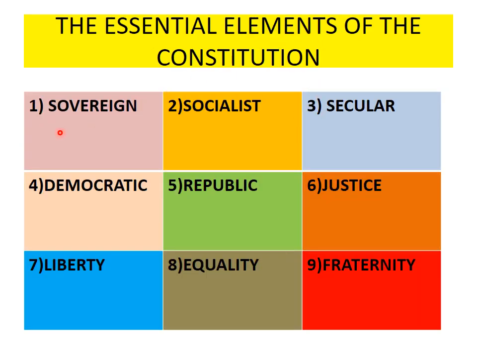Now, these are the elements that the preamble to the Constitution mentions: sovereign, socialist, secular, democratic republic, justice, liberty, equality, and fraternity. In each of these slides, we'll be discussing what these terms mean.